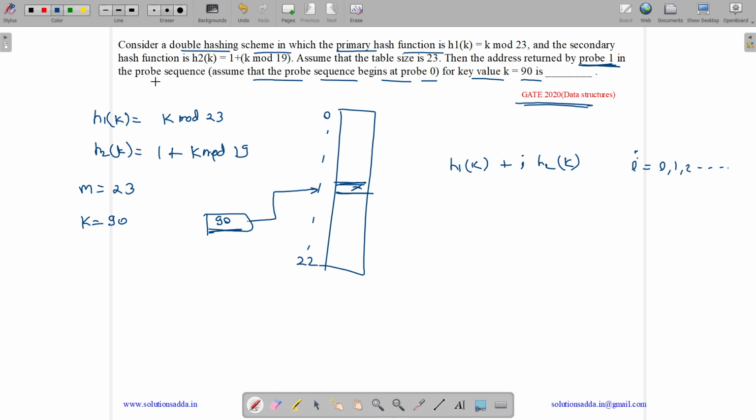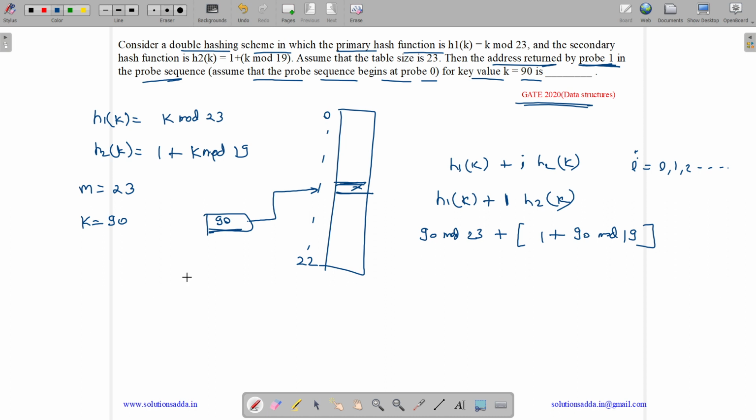So for probe 1, it is asking for the address returned, which means the hash table index. For probe 0, we have i = 0, and for probe 1, we have i = 1. So we have h1(k) + h2(k). What is our h1(k)? It is k mod 23, where k is 90. So we have 90 mod 23 plus h2(k), which is 1 plus 90 mod 19.